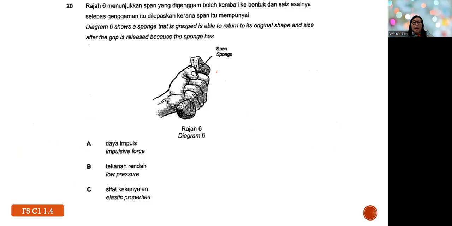Question 20. Diagram 6 shows a sponge that is wrapped, and it is able to return to its original shape and size after the grip is released. Because the sponge has what? Of course, it has the elastic property because it can go back to its original shape and size. Any object that has this property, we say they are elastic.